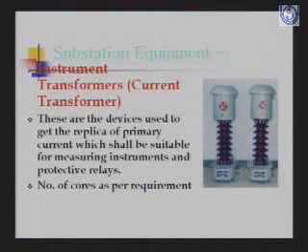Then we have instrument transformers. We have two types of instrument transformers in a substation: the current transformer, commonly known as the CT, and the potential transformer, which is known as VT or PT. The current transformers are the devices used to get a replica of primary current, which shall be suitable for measuring instruments and protective relays.